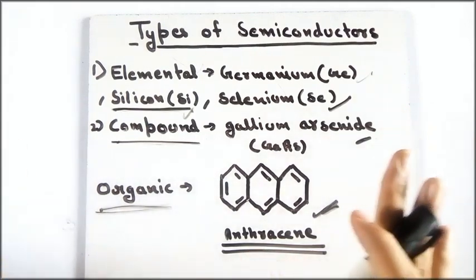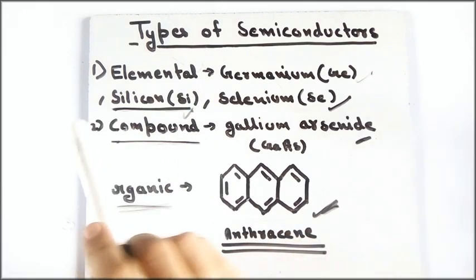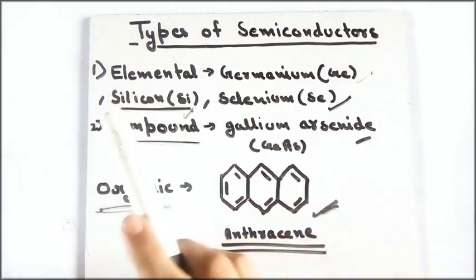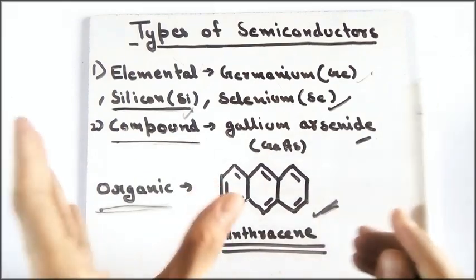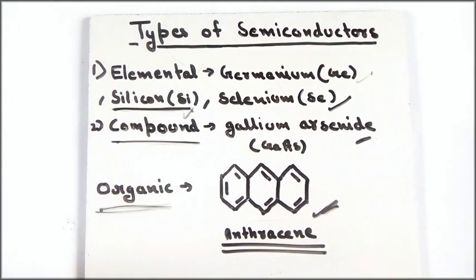Now that's it for this video. In the next video we will take a look at what are valence band, conduction bands and forbidden energy gaps, and what are these for conductors like metals, insulators and semiconductor devices.